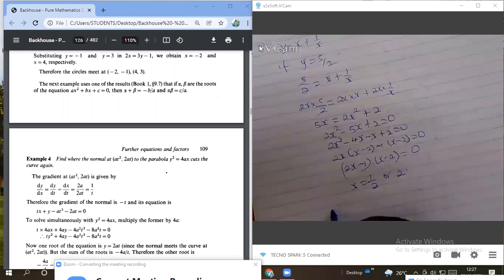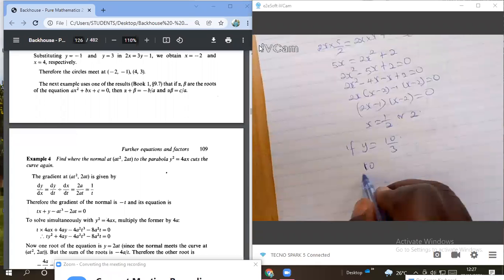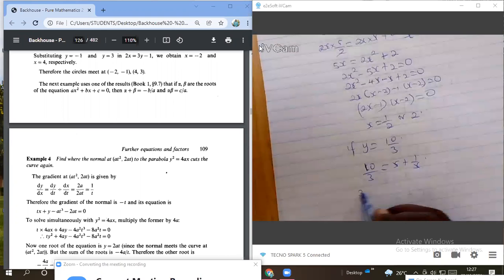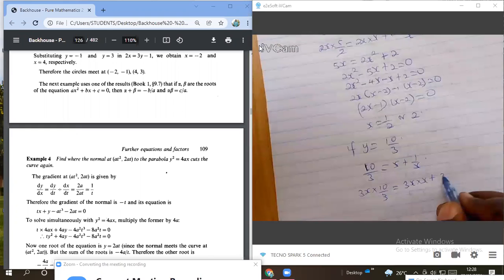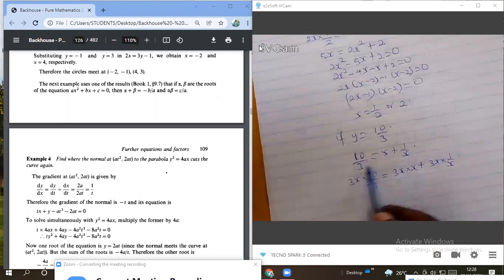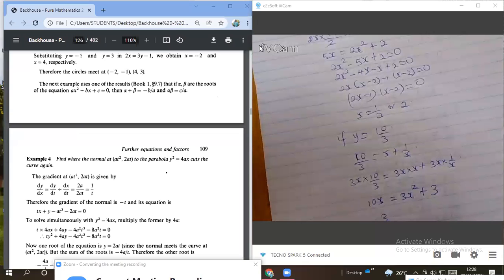Then if y is 10/3, the second value of y, it means 10/3 is equal to x plus 1/x. And we are going to multiply by 3x this time. So 3x times 10/3 is equal to 3x times x plus 3x times 1/x. You multiply by every term. Why 3x? Because the denominators are 3 and x, and the LCM is 3x. So we remain with 10x equal to 3x squared plus 3. Take 10x to the other side and arrange. You have 3x squared minus 10x plus 3 is equal to 0.